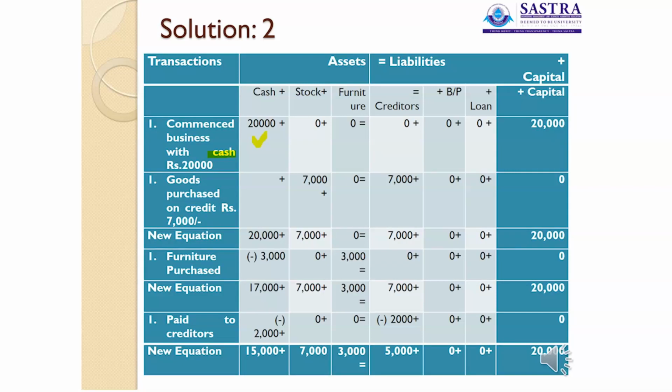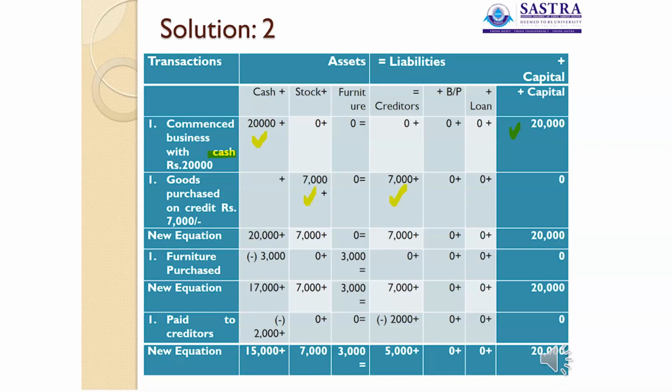Stock, here there is none. Capital is also increased, plus 20,000. Then next one is goods purchased on credit, rupees 7,000. Here stock value increased, rupees 7,000. So automatically creditors value is also increased, rupees 7,000. So now you have to prove the accounting equation. Here the new equation is 20,000, 0 plus 7,000, 7,000. Here there is no effect. Creditors value 7,000. Then capital value is 20,000.